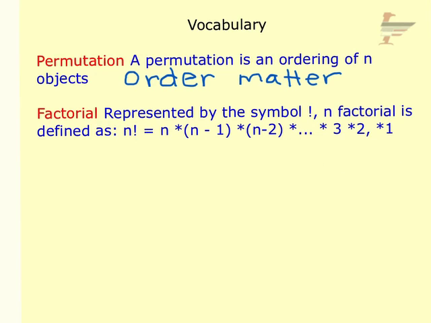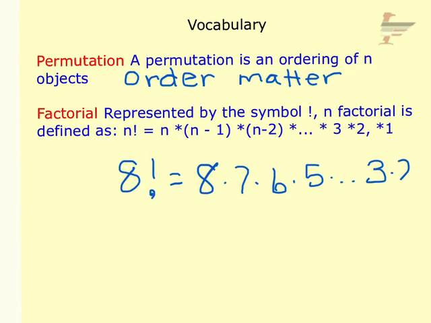So, for example, it's very simple. If I had 8 factorial, that means I'm going to take 8 times 7 times 6 times 5, and so on, times 4 times 3 times 2 times 1. And obviously that will be a very large number. While I'm here, I'm going to have you find factorial on your calculator.